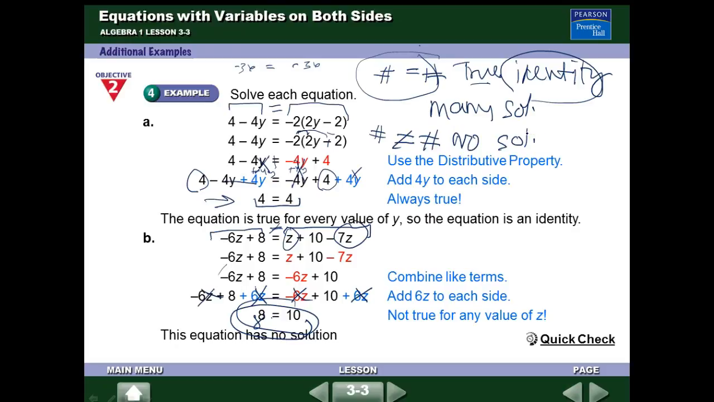So, a recap: when you have a number that equals a number, that it's true, you can write identity, many solutions. And when you have a number that does not equal a different number, because obviously they're not equal, then there's no solution. And that's how you'll write it. That is all for examples today.